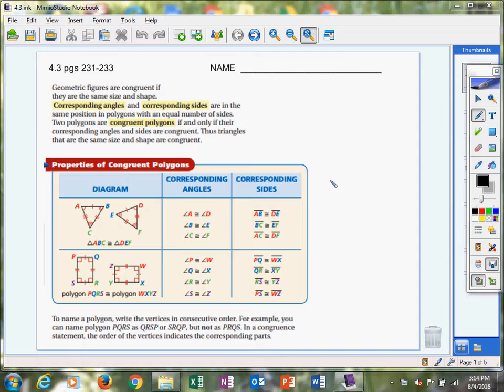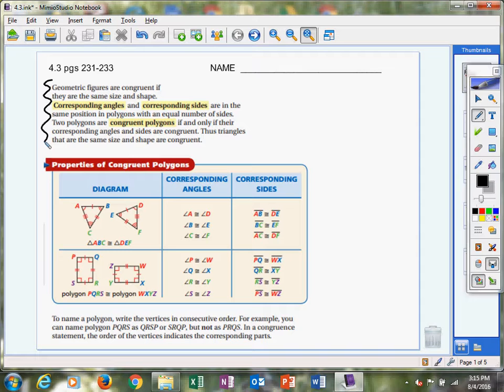talks about geometric figures are congruent if they are the same size and shape. Corresponding angles and corresponding sides are in the same position in polygons with an equal number of sides. 2 polygons are congruent if and only if their corresponding angles and sides are congruent. Thus, triangles that are the same size and shape are congruent.